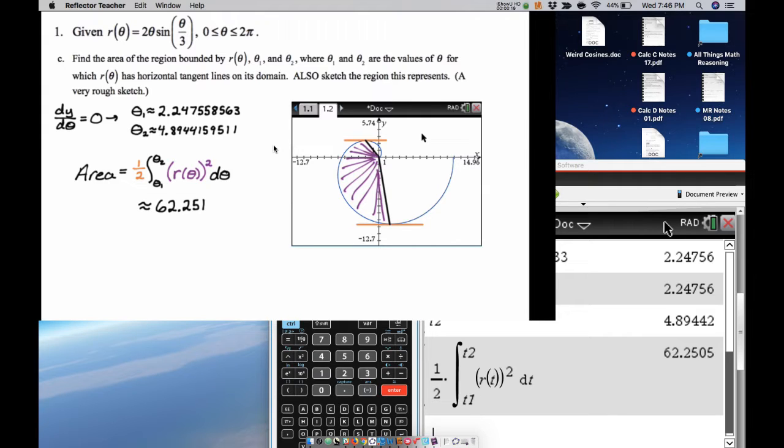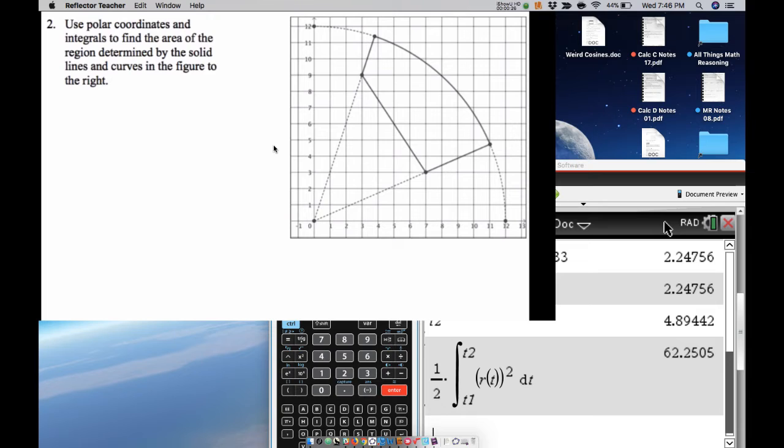You can get a copy of the quiz in the description, and now I'm going to move on to problem number two. We've got a lot going on here. We want to use polar coordinates and integrals to find the area of the region determined by the solid lines and the curves in the figure to the right. The solid lines are here, and then along this arc, and then here, and then this line right here. It's a pretty nice polar region, except for this line. This line is not meant to be in polar, but we're going to do it anyway.